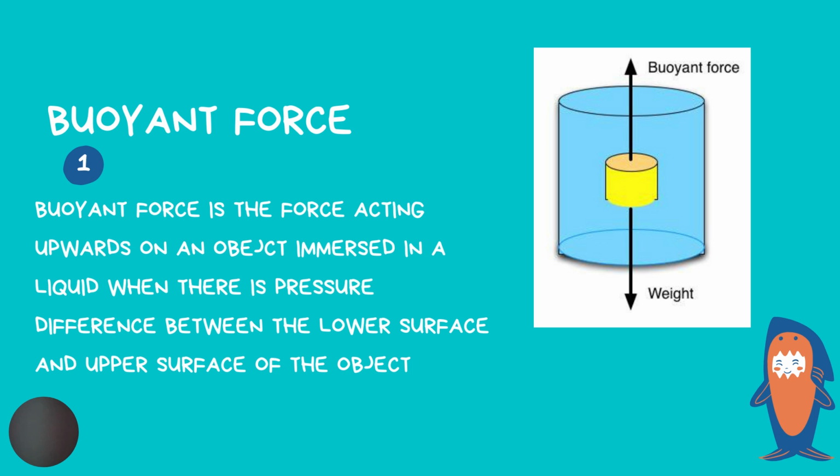The next thing that we should learn before learning about the Plimsoll line is buoyant force. The buoyant force is the force acting upward on an object immersed in a liquid when there is a pressure difference between the lower surface and the upper surface of the object, as you can see in the picture.